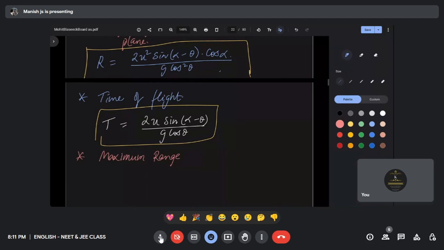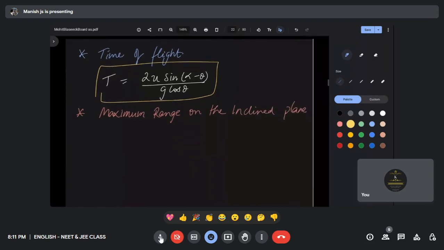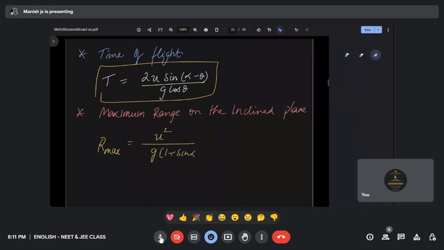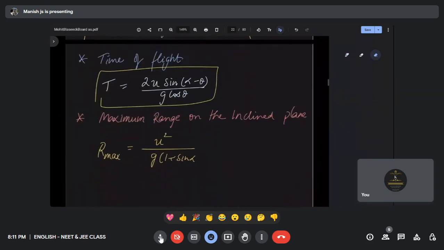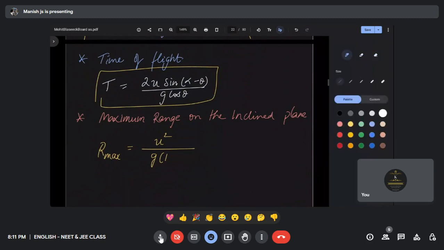The maximum range on the inclined plane. For that case, we will get R max equal to u squared upon g times 1 plus sine theta. I think we had taken theta here, so let me modify it, because it depends on what parameter we have taken. So this is the formula for the maximum range.